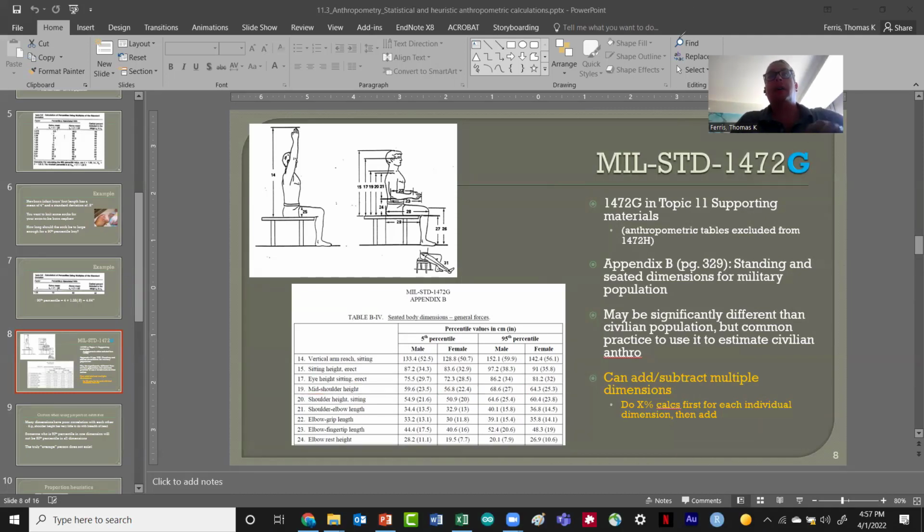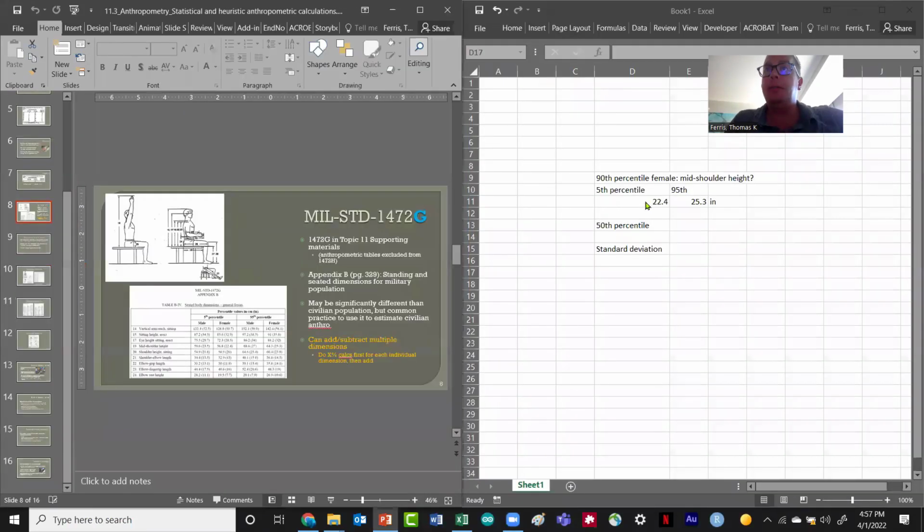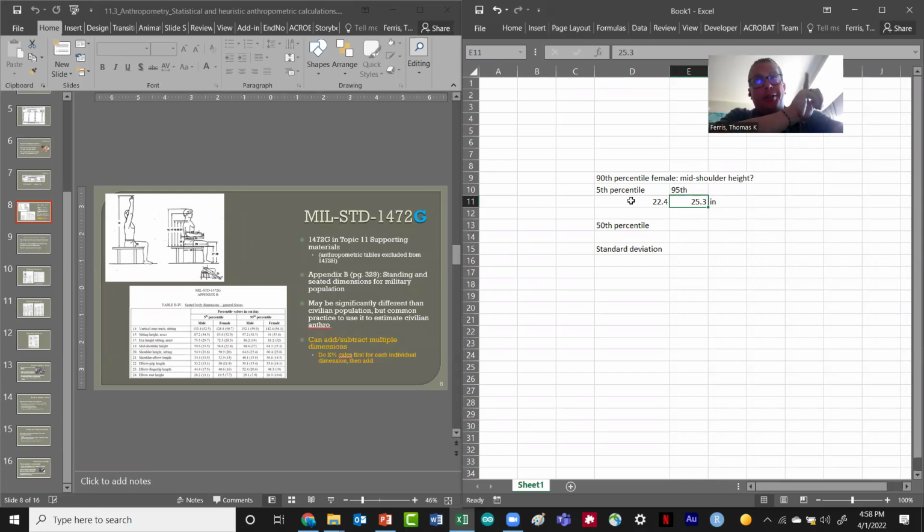Now, I've already opened my Excel and pre-populated it. If the 90th percentile is what we're going for, and we've got our two values in inches, the first thing I need to calculate is the mean, because this database isn't going to give you the means. You have to figure them out yourself, but this is a reliable way to do it. I'm just going to add these two together and divide by 2. It's exactly the midpoint between the 5th and the 95th.